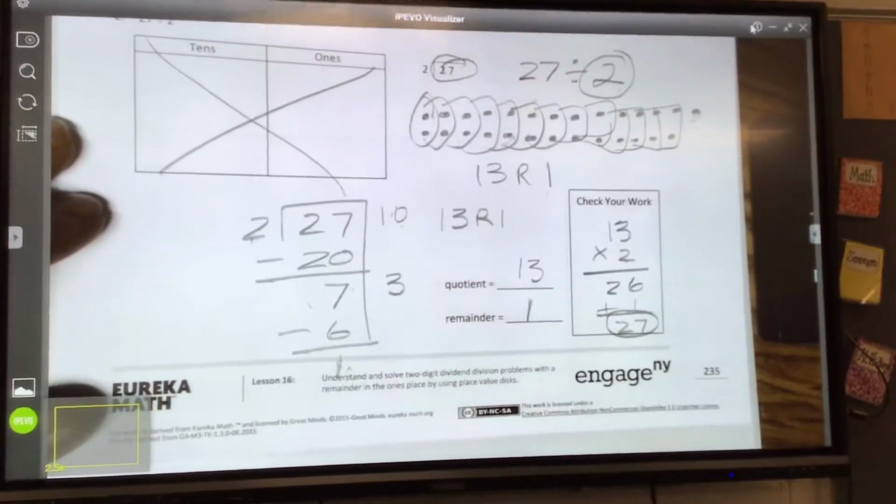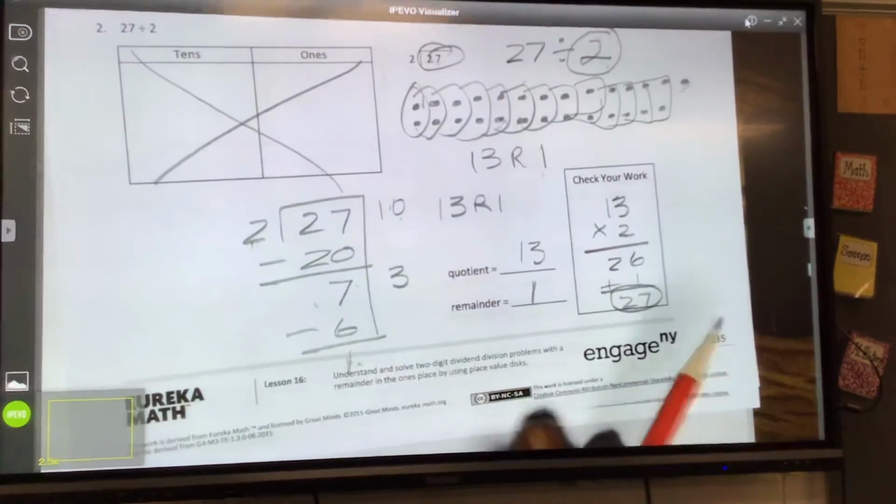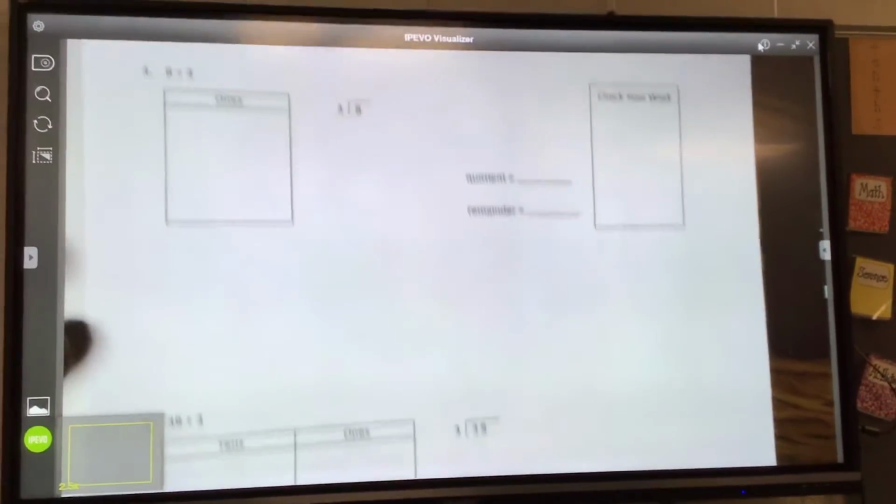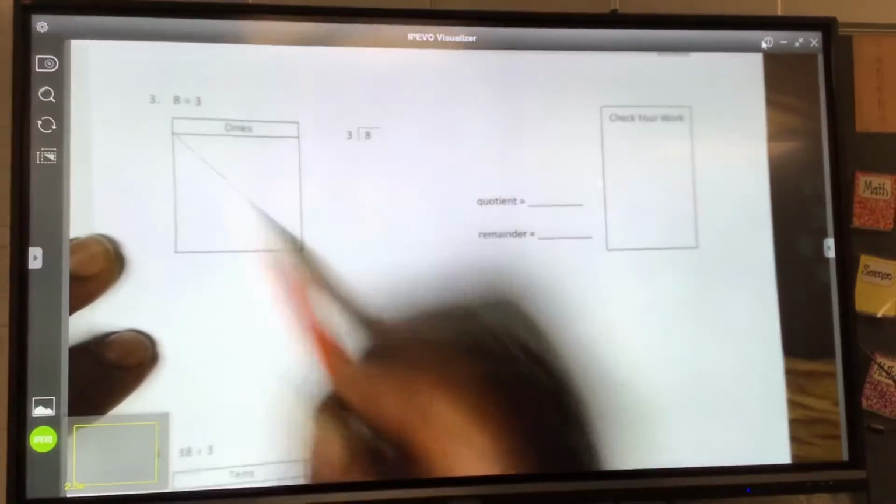2 different strategies, but I got the same answer. Question? No, sir. Alright, let's look at the next page. Just kidding. Alright, we're not going to do the place value chart.